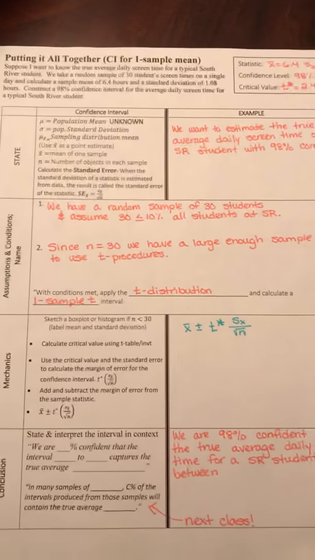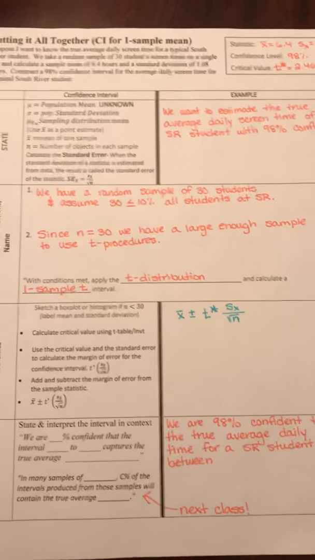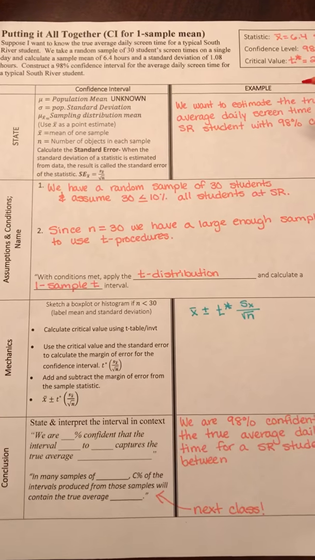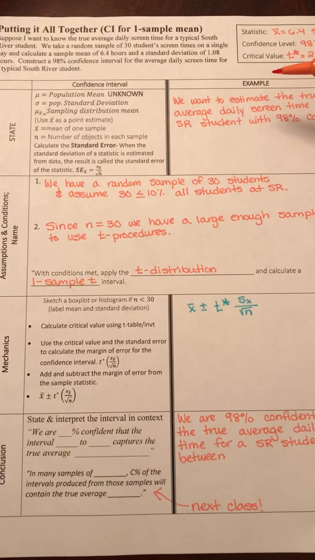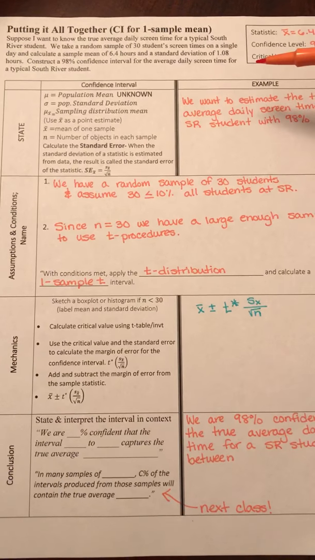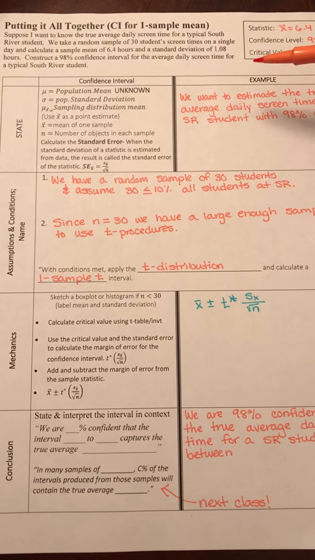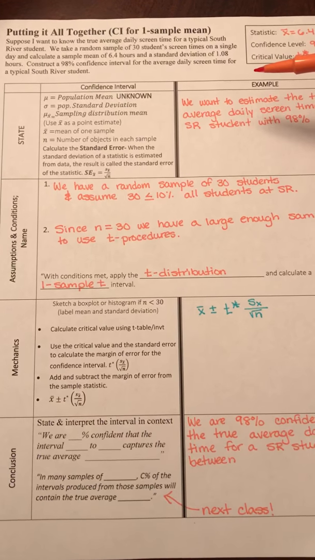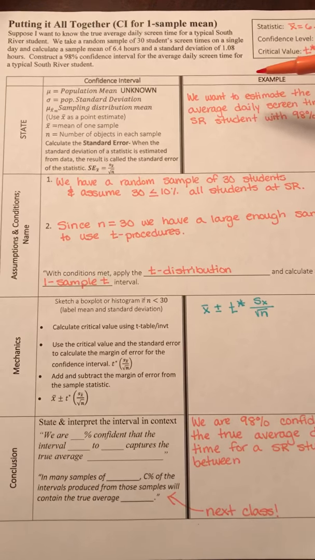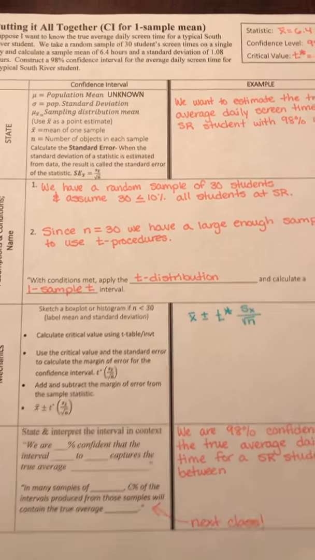All right, so let's go back to our problem. We want to know the true average daily screen time for a typical South River student. We have our random sample of 30 with a sample mean of 6.4 hours, standard deviation of 1.08. We want to construct a 98% confidence interval for the average daily screen time for a typical South River student.